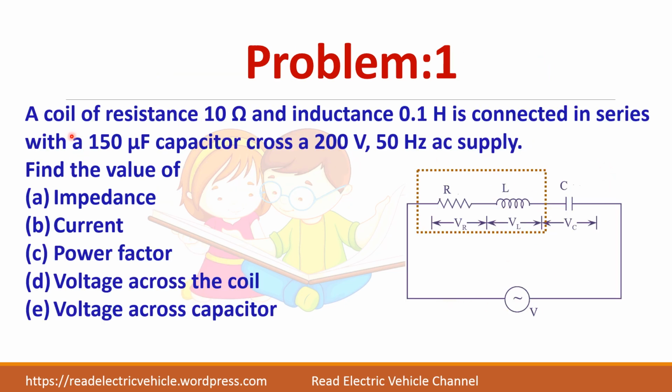Let us see a problem. Here a coil of resistance 10 ohm and inductance 0.1 Henry. So this dotted line shows a coil. So this is a single unit which has a resistance and an inductance. Connected in series with the 150 microfarad capacitor across a 200 volt supply. We have to find all these values.